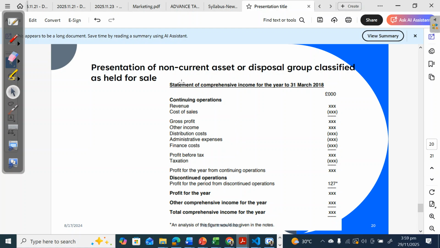So the P&L. First of all, you have to report on the continuing operation. As you see here, continuing operation. Now we come to continuing operation, meaning the normal profit and loss.